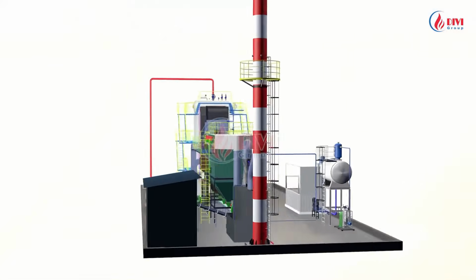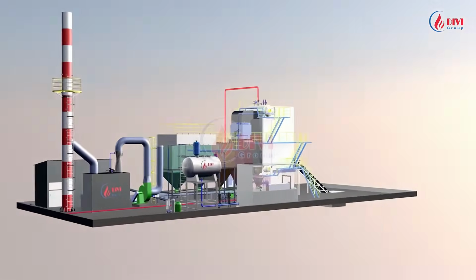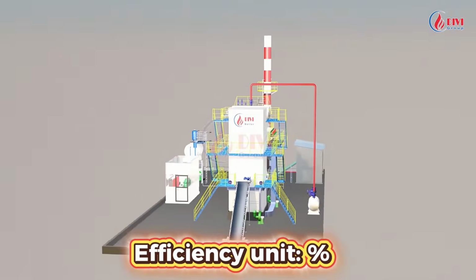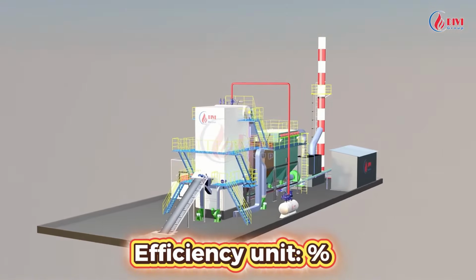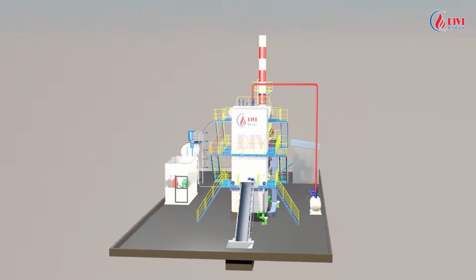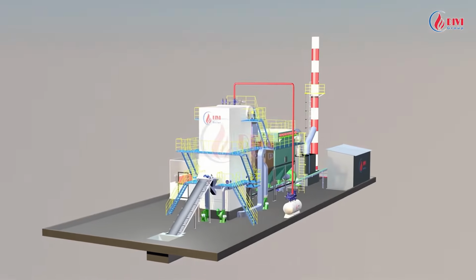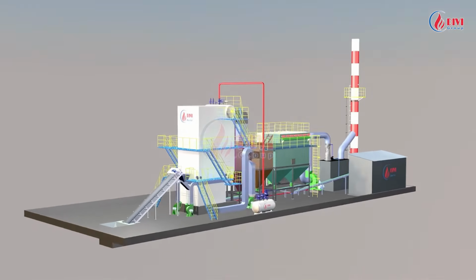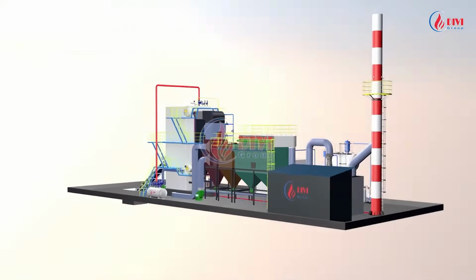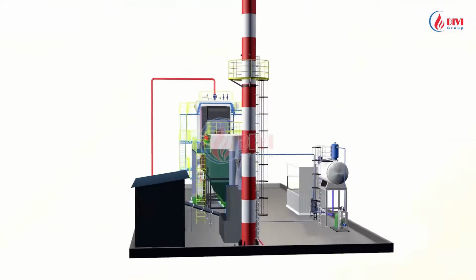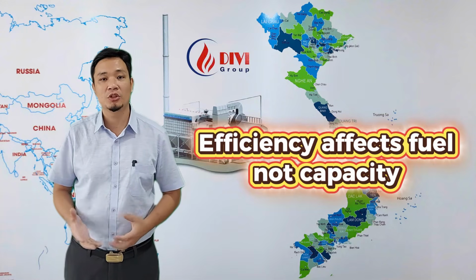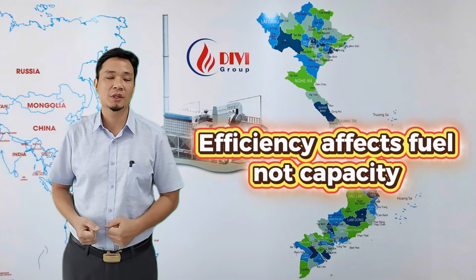Boiler efficiency: the percentage of the heat energy in the steam produced compared to the heat input from the fuel. The unit of efficiency is percent, indicating the level of fuel energy utilization. High efficiency means less heat loss and fuel savings. Example, 80% efficiency means 80% of the fuel energy becomes steam, 20% is lost through flue gas and radiation. Note, efficiency only affects fuel consumption, not the design steam capacity.